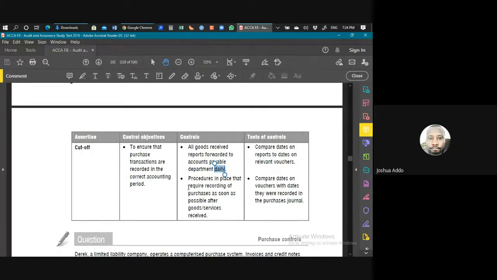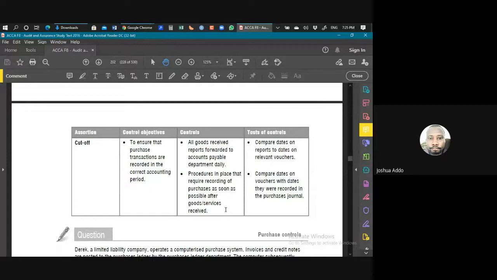If you do the forwarding without delay, it's not going to happen that 31st December, let's say the accounting period is January to December, because you actually do the recordings daily. But if you delay, then 31st December, let's say 2020, can shift into 2021, January, because of the delay. So you can do daily recording of your documents to ensure that the cutoff is actually achieved. Procedures in place that require a recording of purchases as soon as possible after goods or services received.